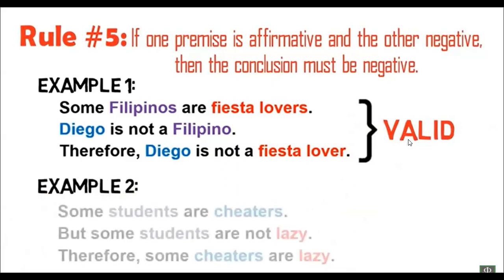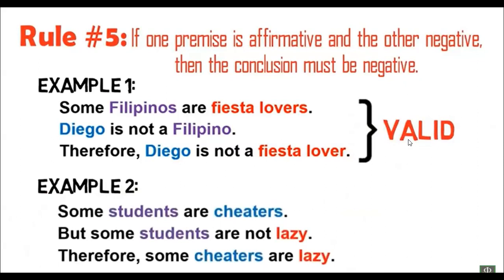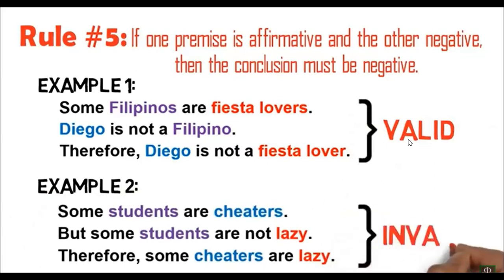Let's consider another example. Some students are cheaters, but some students are not lazy. Therefore, some cheaters are lazy. Now, this syllogism is invalid in the context of rule 5 of the 8 rules of syllogism. As we can see, the first premise is affirmative. The second premise is negative, but the conclusion is affirmative. Hence, it violates rule number 5.